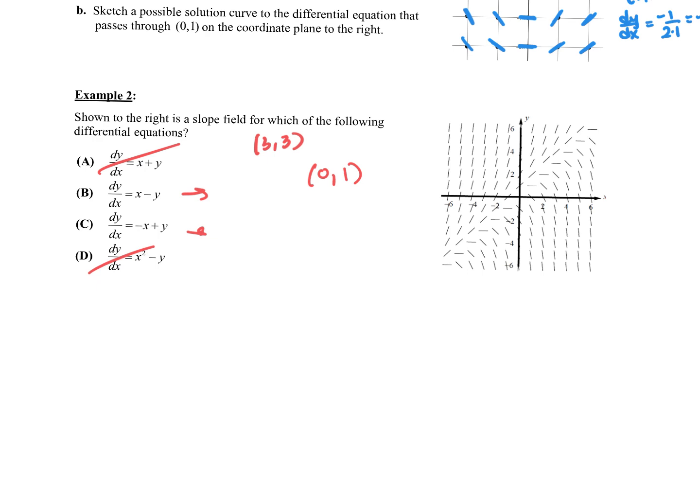You get negative 0 plus 1, right? Would be 1, right? So which one does it have to be? C, right? Because this would give you a negative 1 if you plugged in the 0, 1.